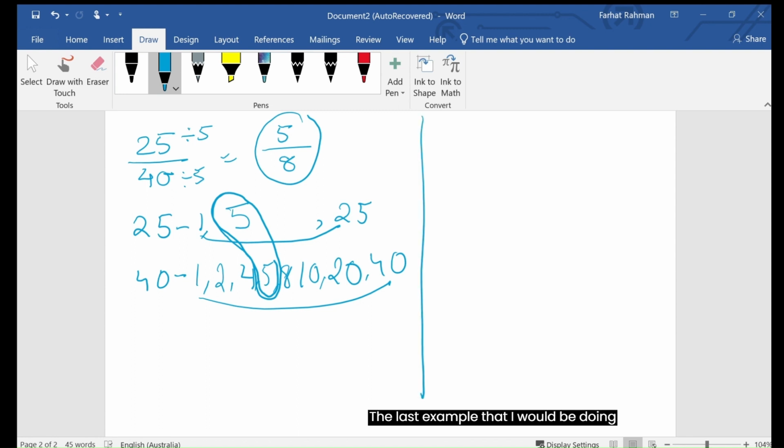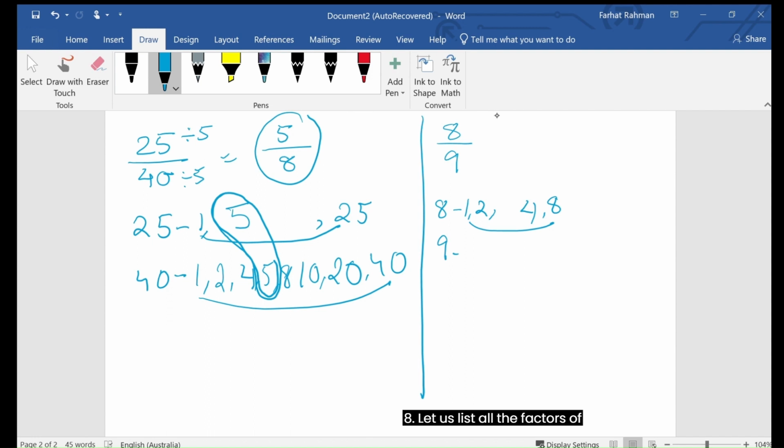The last example that I would be doing would be this fraction 8/9. We need to simplify this fraction. So first let us list all the factors of 8 and 9, okay? So for 8, we start with 1 and 8. 1 times 8 gives us 8. We also know 2 times 4 gives us 8. And that's all the factors of 8.